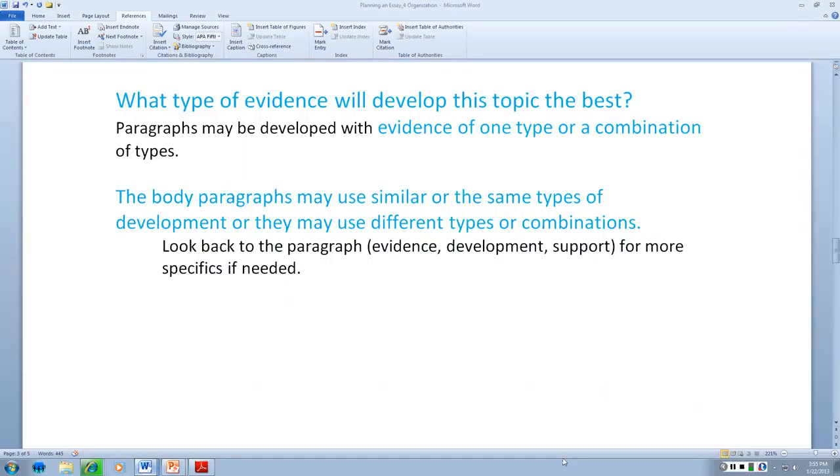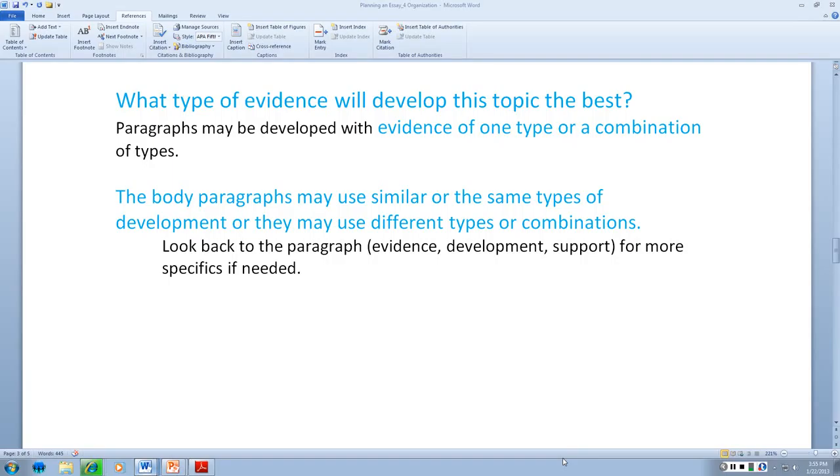So what type of evidence do you need to develop the topic? You can use one type of evidence. You can use a combination of types of evidence. The body paragraphs may all three use the same type of development, or they may use different types, or they may use different combinations. Of course, there may be more than 3 body paragraphs, or there may be fewer, but that's sort of the rule of thumb.